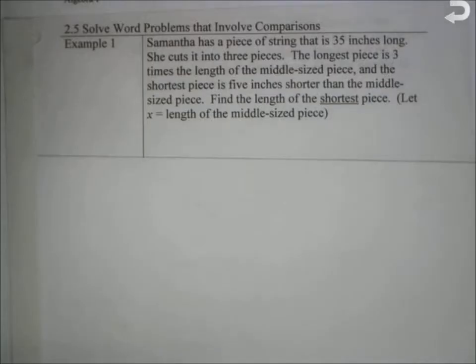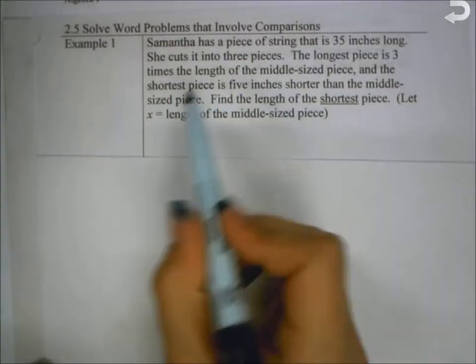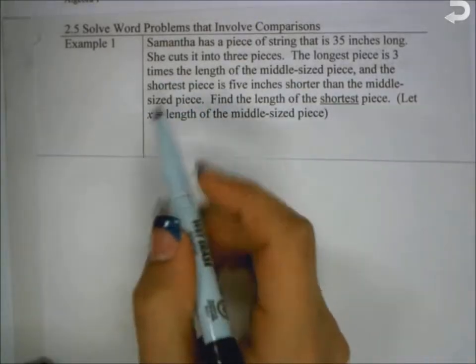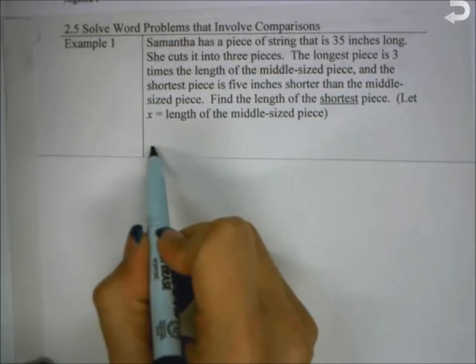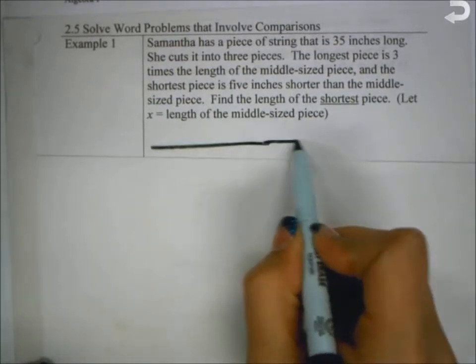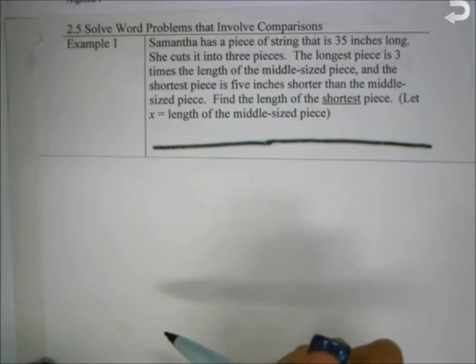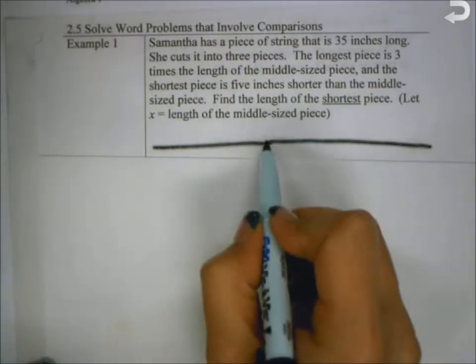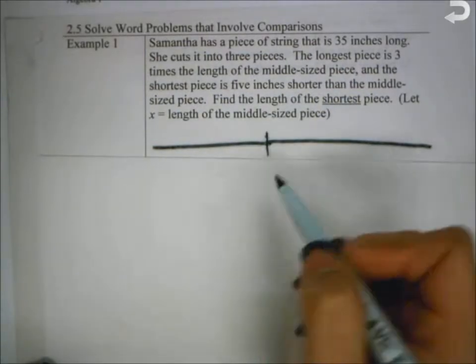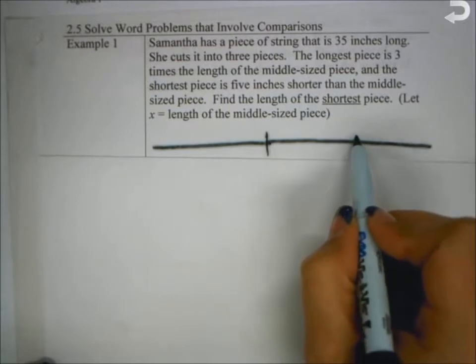Okay, so whenever I see a word problem, I draw a picture if I can. In this case, we have a piece of string that's cut into 3 pieces, so I'm going to draw a picture. So let's draw the string. And it's cut into 3 different pieces, so I'm just going to draw a long one, one not as long, and a shorter one.